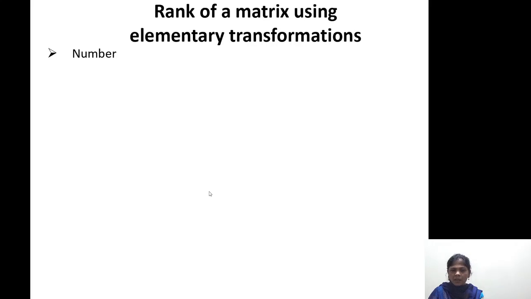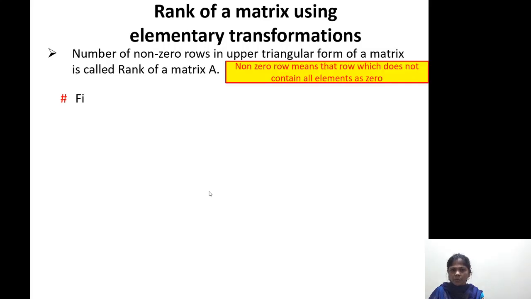So using these elementary transformations, let us define the rank of a matrix. It is defined as the number of non-zero rows in the upper triangular form of a given matrix. Here, a non-zero row means a row which does not contain all elements 0. So using this definition, let us find the rank of the following matrices.